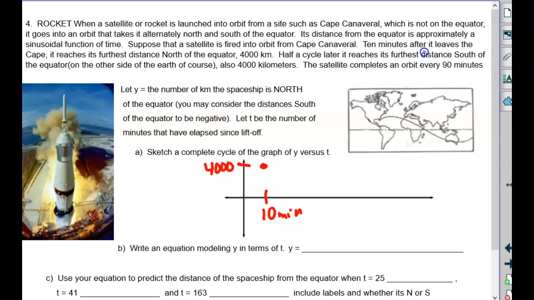Half a cycle later, it reaches its furthest south of the equator, which is 4,000. So I'm thinking we call that negative 4,000 because it's south. Does that seem okay, guys?